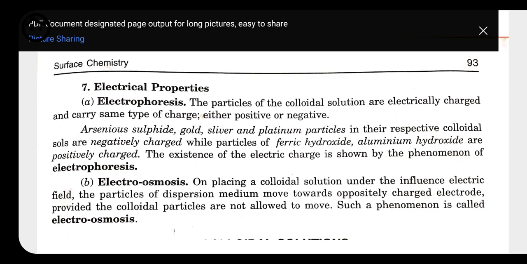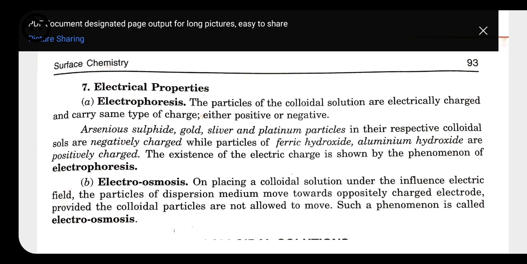That's why the anode will have a positive charge and the cathode will have a negative charge. So here the movement of particles takes place, that is, the movement of solute particles, meaning the dispersed phase. These dispersed phase particles move towards the opposite charge. Whatever the charge of the dispersed phase, if it is positive, then it starts moving towards the cathode, because the cathode has a negative charge.